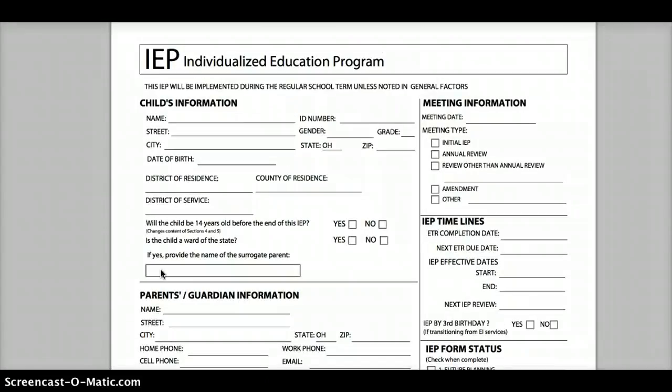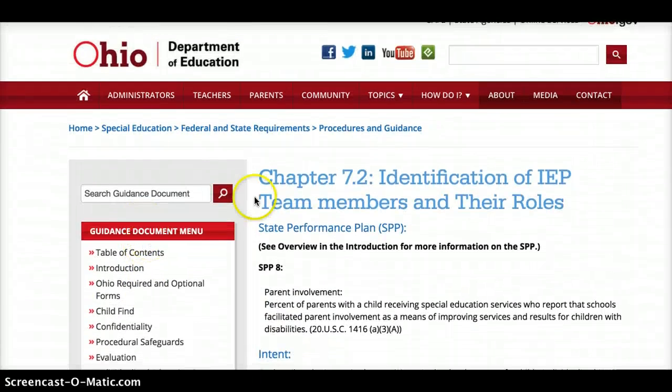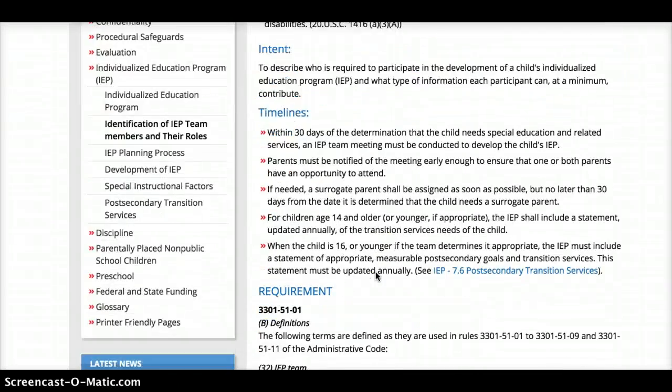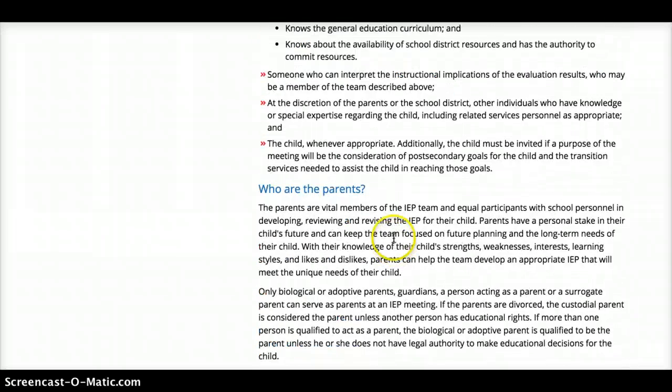It is everyone working together to find the best way to help your child be successful in the general education curriculum. I welcome any questions you have. I can try my best to answer anything. If I don't know, I can always find somewhere else for you to go. The ODE website, the Ohio Department of Education. It's a great website. They have lots of different things that could help you figure out what all the different parts of an IEP mean.